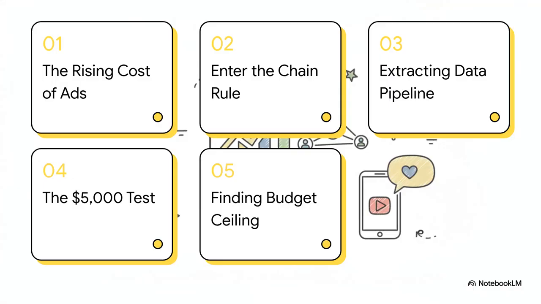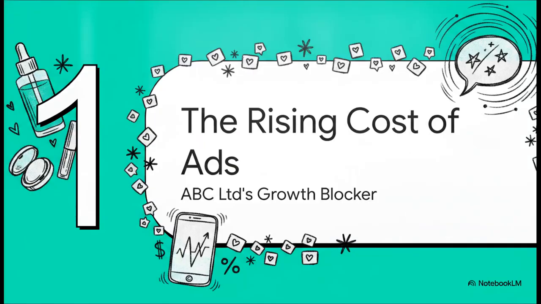So here's our roadmap for today. We'll start by looking at the rising cost of ads. Then we'll introduce the chain rule. Talk about extracting the data pipeline, walk through a real-world $5,000 test, and finally, wrap things up by finding the budget ceiling. All right, let's jump right into that first point, the rising cost of ads.